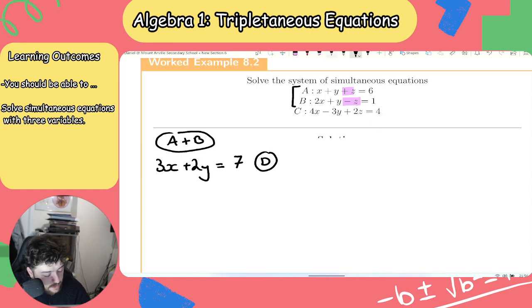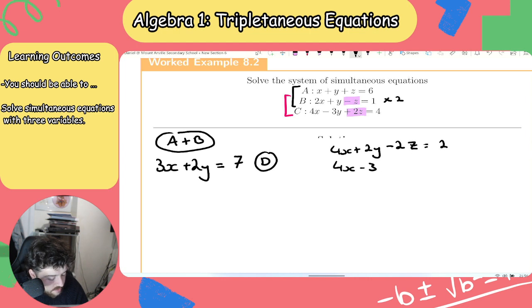Now let's move on to the next one. I'm going to now look at B and C. Again, I have to cancel out z, because I cancelled it out in my first one. So I have a minus z and a 2z. So I'm going to need to multiply my second equation by 2, so I get the minus 2z here, because it needs to be the same coefficient, different sign. So I have 2 times 2x, which is 4x. 2 times y is plus 2y. 2 times minus z is minus 2z. 2 times 1 is 2. And then I have underneath it 4x minus 3y plus 2z is equal to 4.